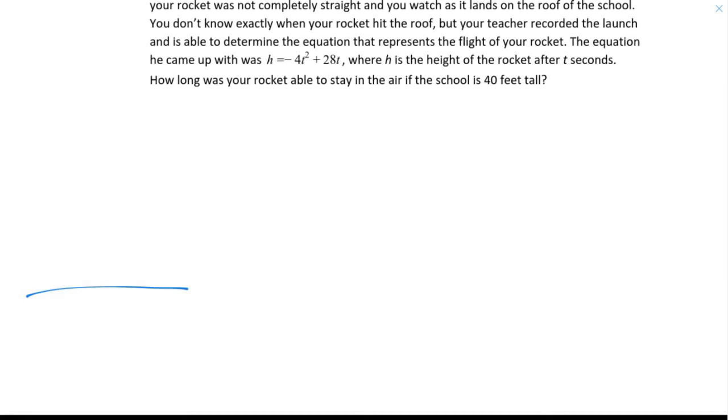So we're here in the parking lot. We got this rocket. We shoot the rocket. Now it's not completely straight. So when we shoot it, it ends up falling on the school over here.